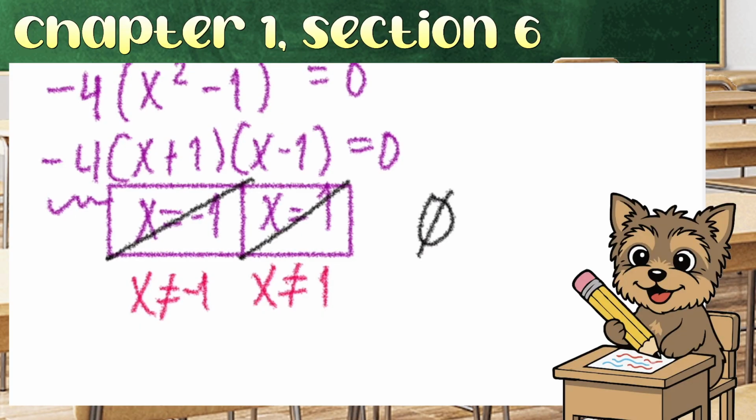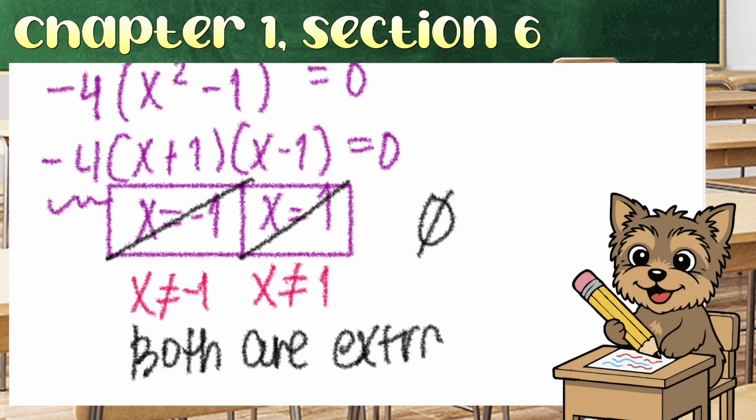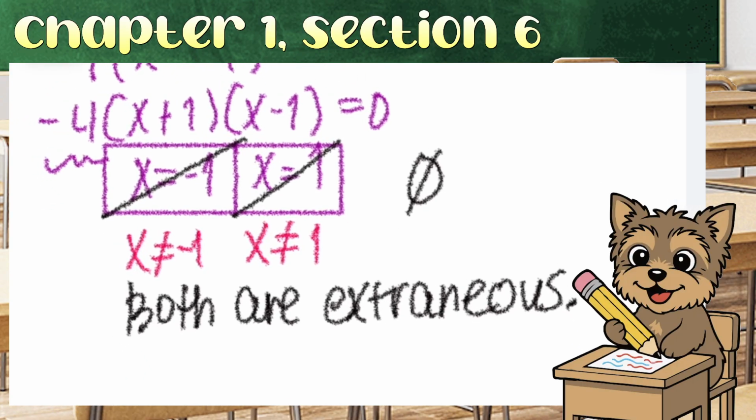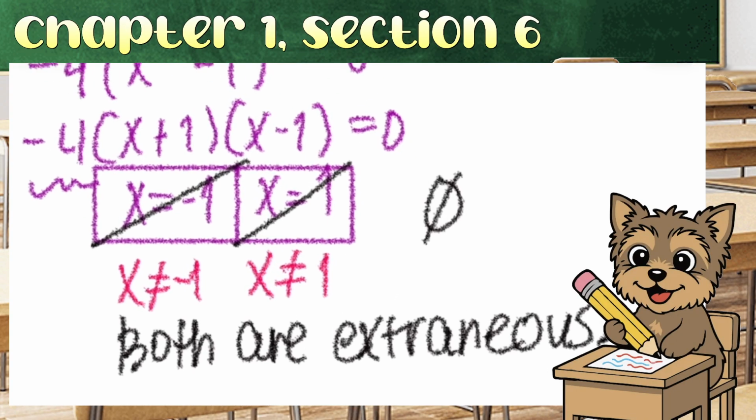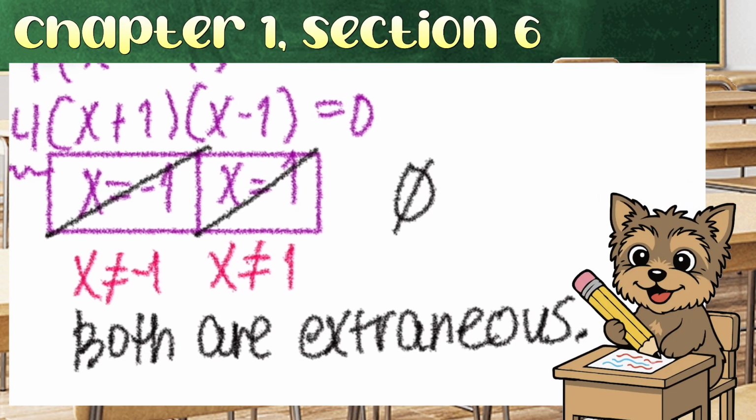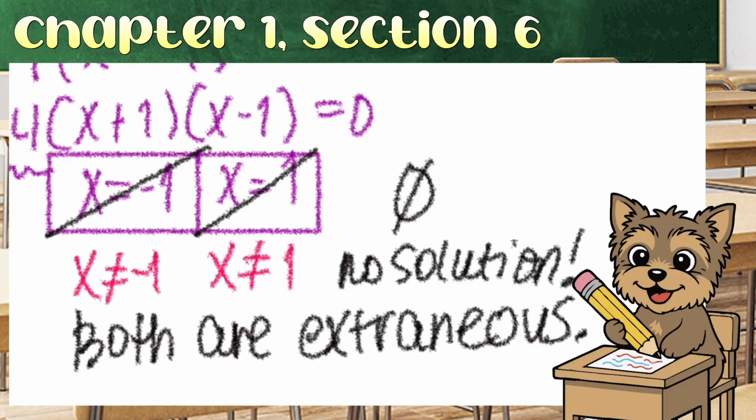That means no solution. Both are extraneous. And that happens sometimes. Sometimes, no one's extraneous, right? Sometimes everything's fine, everything's great, whatever. But in other cases, sometimes both are extraneous and it can happen. So here, there's no solution, empty set, whatever you want to call it, right?